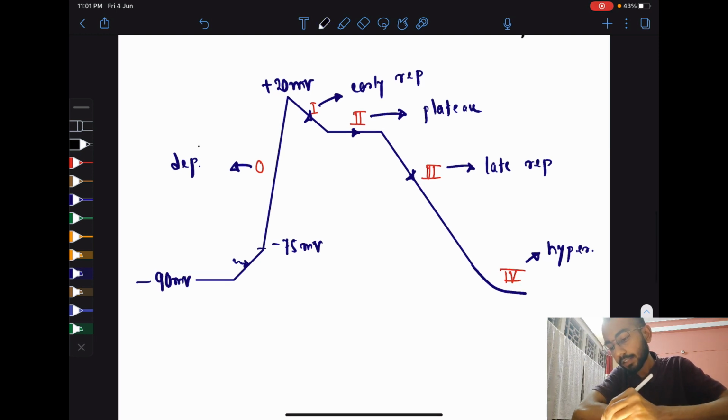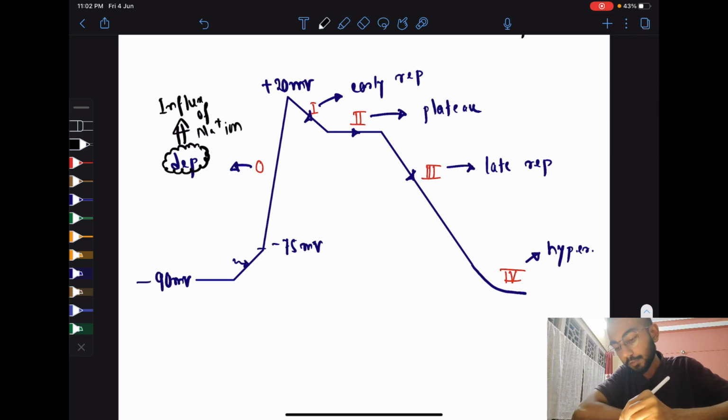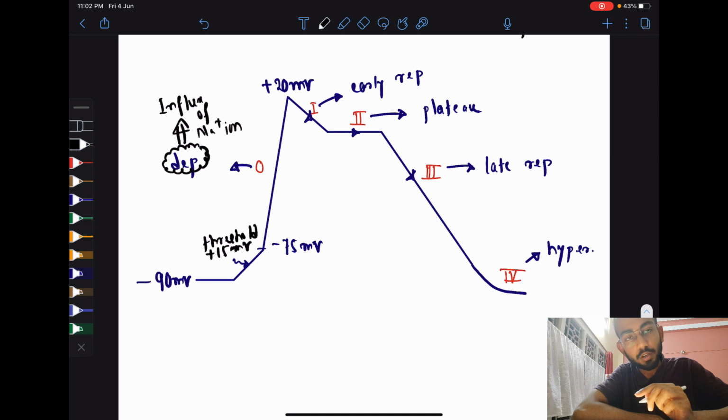Why is this depolarization formed? This depolarization is caused due to the influx of what? Influx of sodium ion. Whenever it receives the threshold, guys, such that the minus 90 millivolt changes to minus 75 millivolt after receiving a threshold of plus 15 millivolt, that is when the sodium ion channels open.